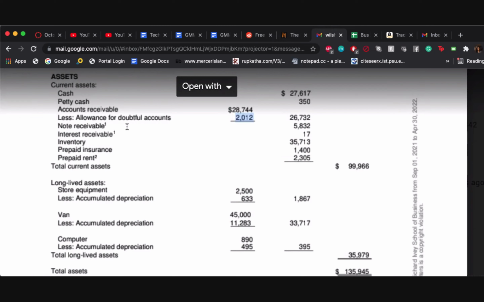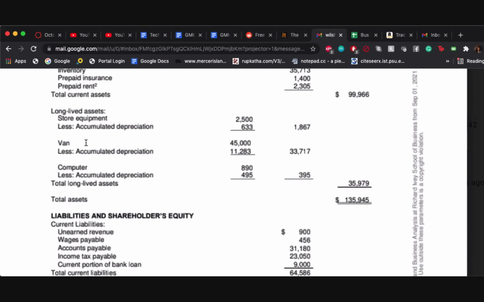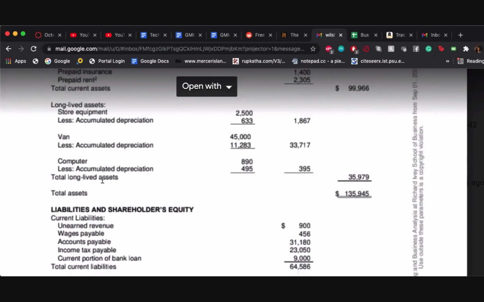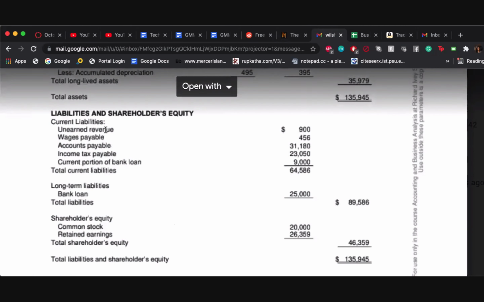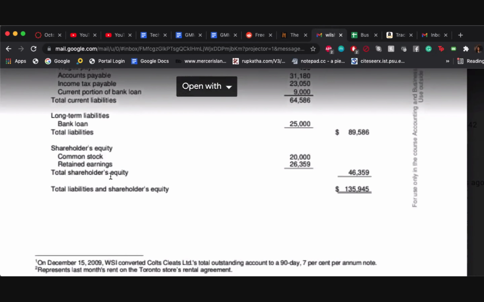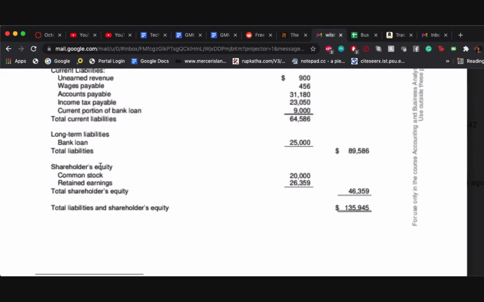And while we're at it, we should also put notes receivable, interest receivable, inventory, prepaid insurance, prepaid rent. We need to put all of these into our opening balances. Next up, we have this. We're going to put these into our opening balances as well because they're all assets. And these as well. Pretty much all of these, except common stock and retained earnings, go on your opening balances.